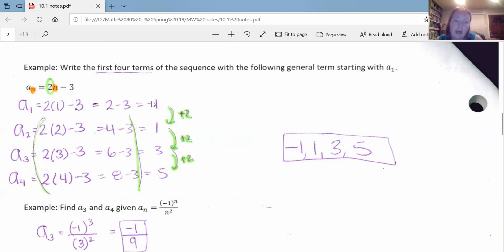So there's also a shortcut. Once you find the first one, if you see the 2, you can just add 2, because that's going to be the common difference, because that's how much it's affected by the term number.